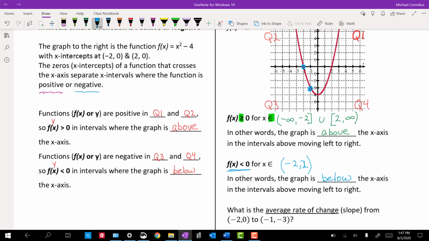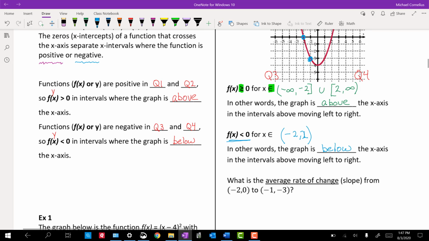There's two ways to do slope, okay? There's two ways to do slope. One way to do slope is this formula. Slope equals y2 minus y1 over x2 minus x1. So I'm going to go back over to my points here.